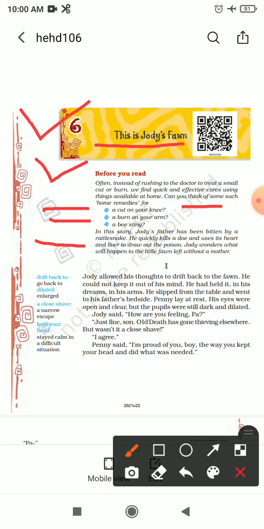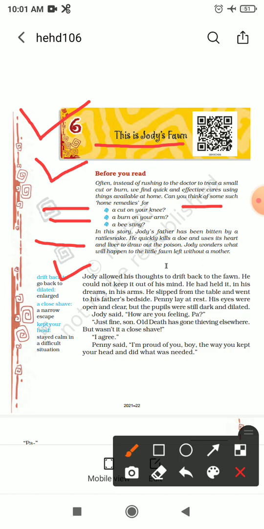So in this lesson, what happens to Jody's father? His father has been bitten by a rattlesnake, and he quickly killed a doe and used its liver and heart to draw out the poison from his body. After that, Jody wonders what will happen to the little fawn who was left without a mother. It is a belief that if the heart and liver of a doe is used on the body of a person who has been bitten by a snake, the venom can be drawn out from his body, and that's why Jody's father, whose name is Penny Baxter, did so. And what happens to the fawn? Let's read the story.